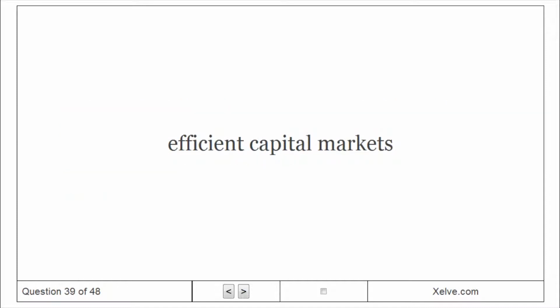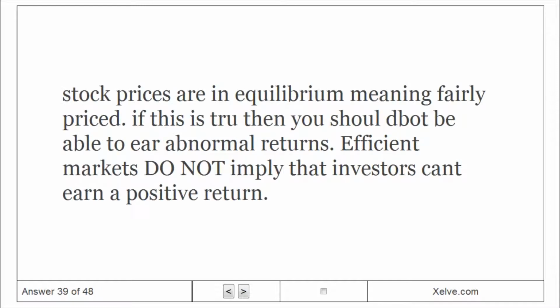Efficient capital markets: stock prices are in equilibrium, meaning fairly priced. If this is true, then you should not be able to earn abnormal returns. Efficient markets do not imply that investors can't earn a positive return.